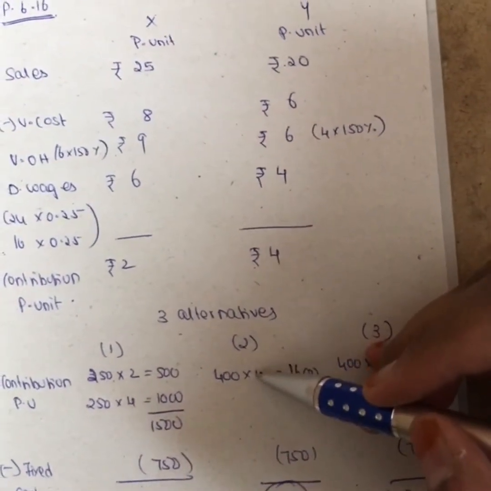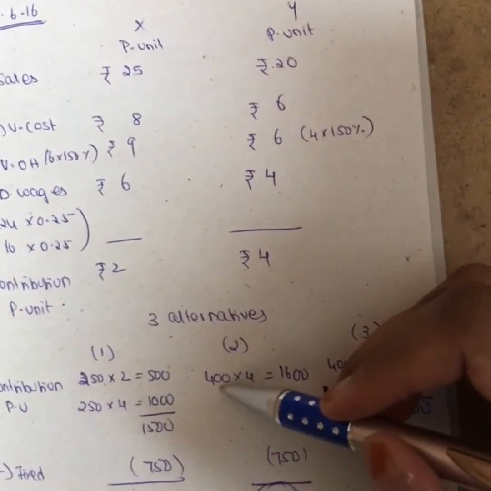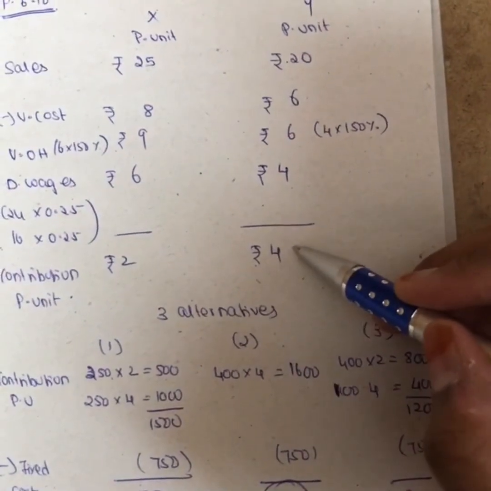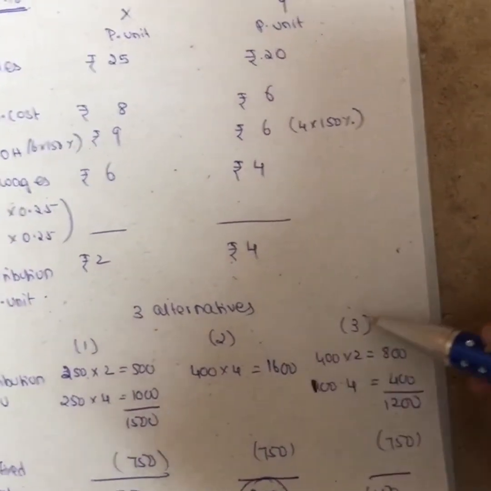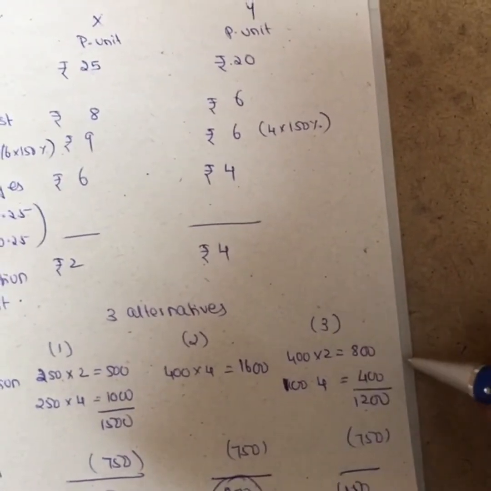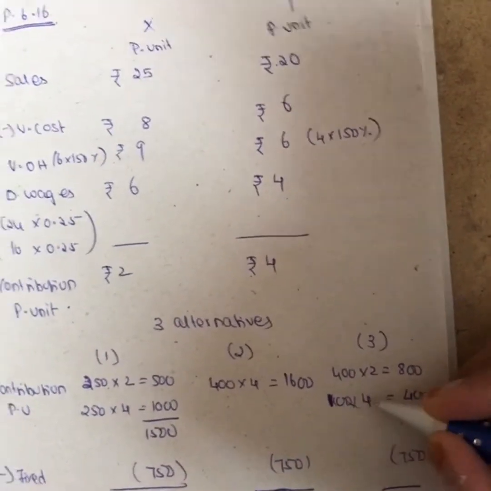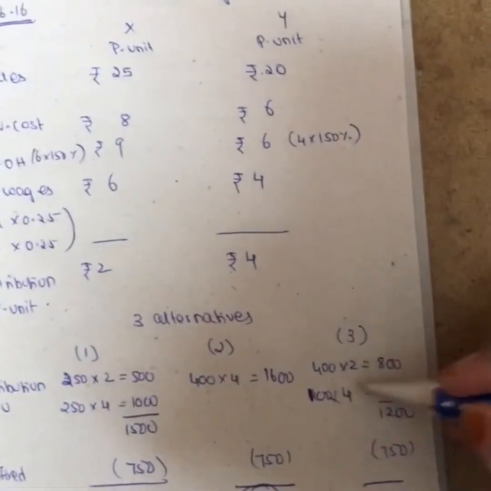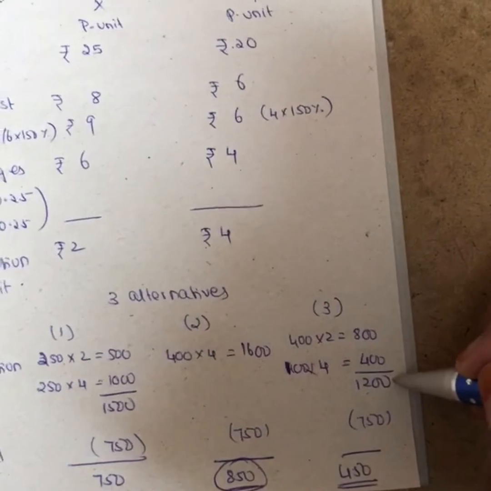And the second alternative, they said for X it is nil, and for Y it is 400. For Y it is 400, right? So 400 into Y is how much? 4. 1600. And the third alternative is 400 units for X. So 400 into 2 is 800, and 100 units for Y. So 100 into Y is how much? 4. So 400. So total we get 1200.